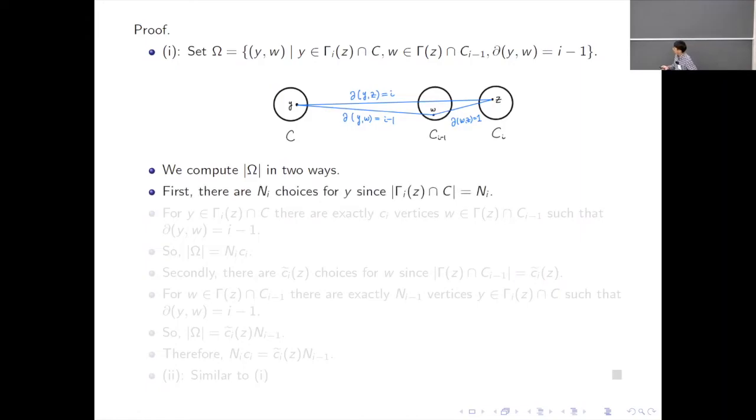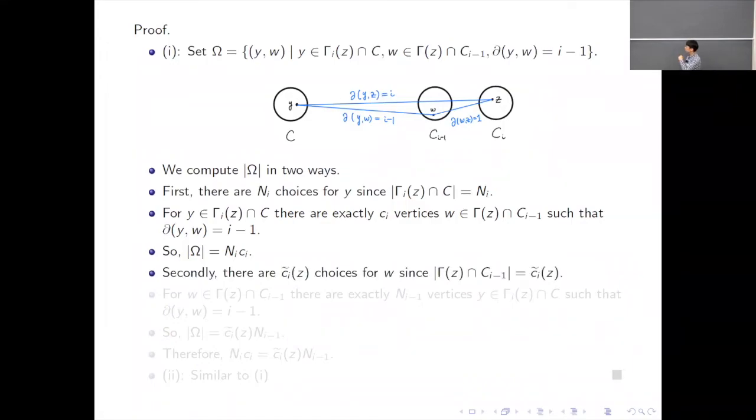First, by definition of Ni, we have Ni choices for Y, right? Because Y is in C, Y is the ith neighbor from Z. And for a fixed vertex Y, we have exactly Ci vertices in W, because this is a distance-regular graph. So if you look at this triangle, the number of W is exactly the intersection number Ci. Multiplying these two numbers, we have the size of this omega, Ni Ci.